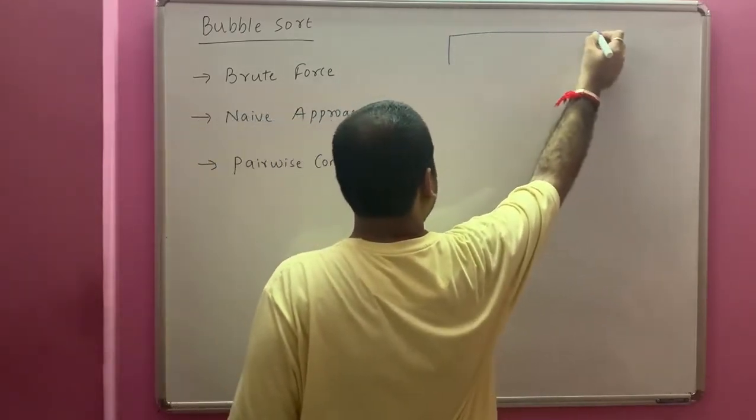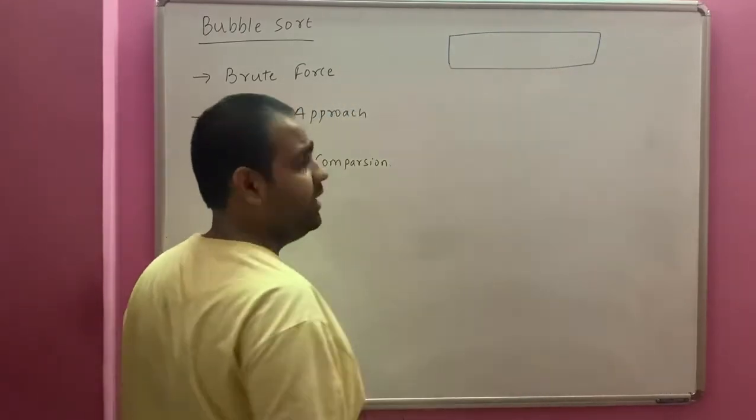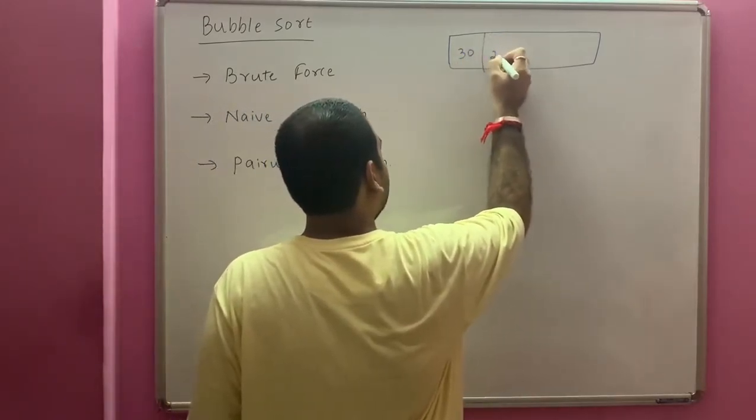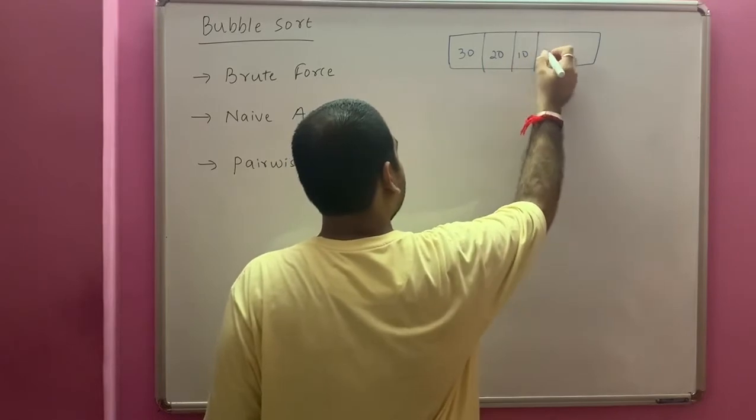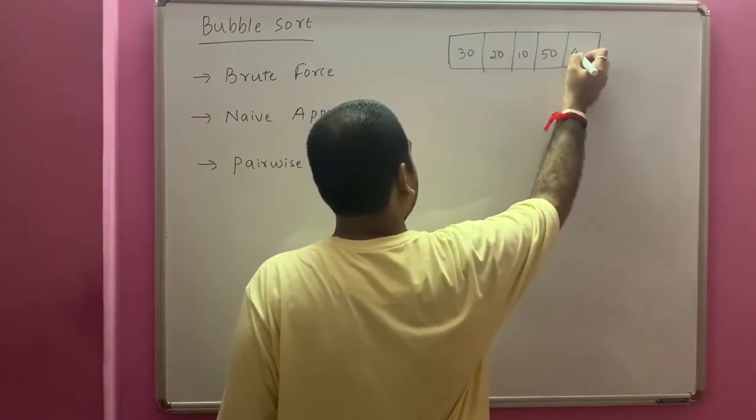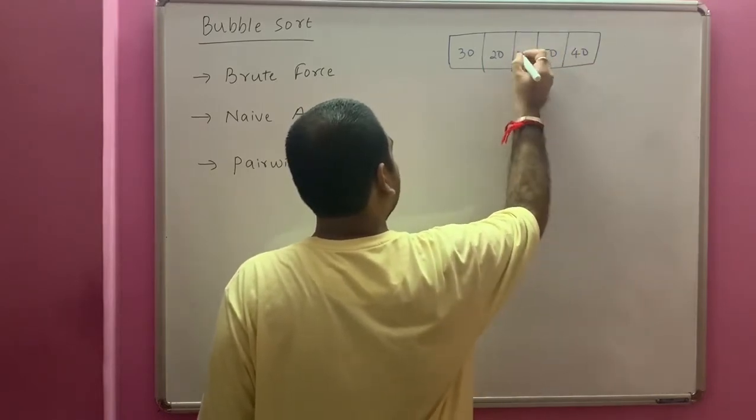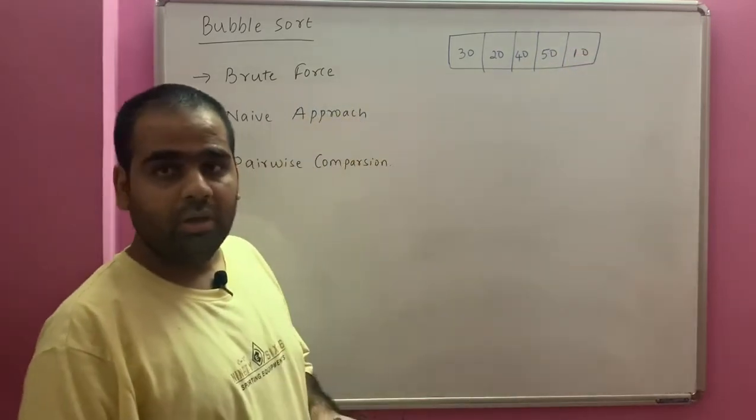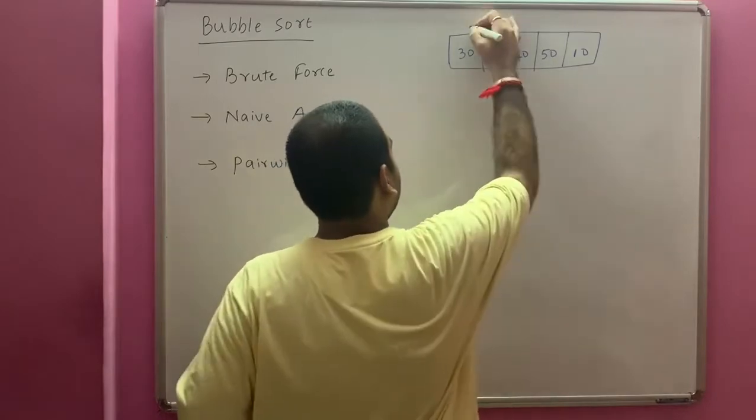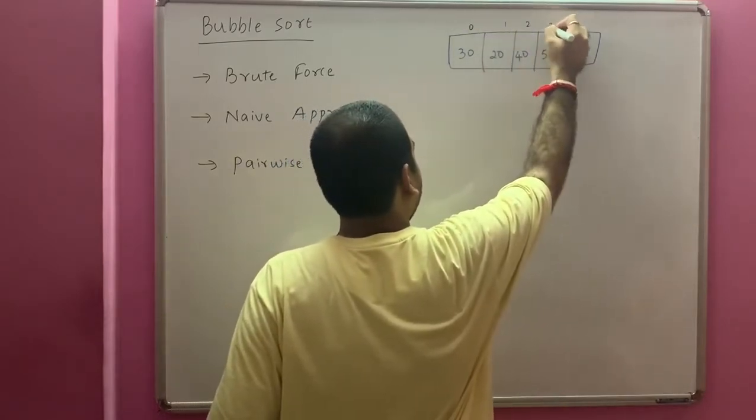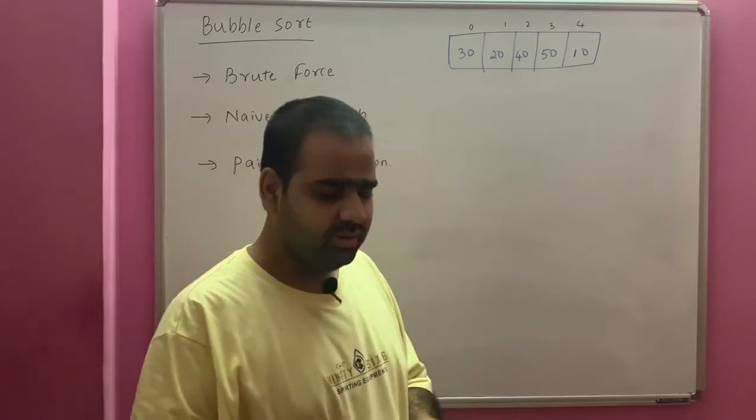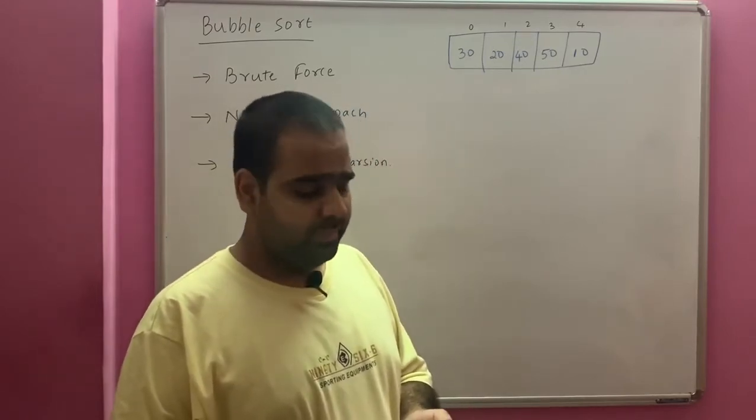Suppose this is the array. Let's take an array. Say the array elements is 30, 20, 10, 50 and 40. Okay, let's take 40 over here. And let's take 10 over here. Okay, and if I can apply the bubble sort over here, it is a pairwise comparison. Now what do I mean by pairwise comparison?